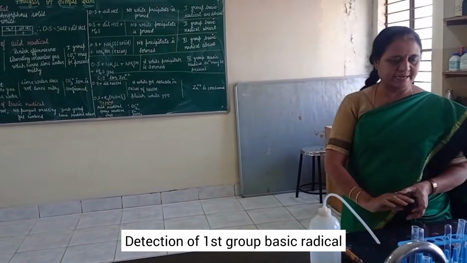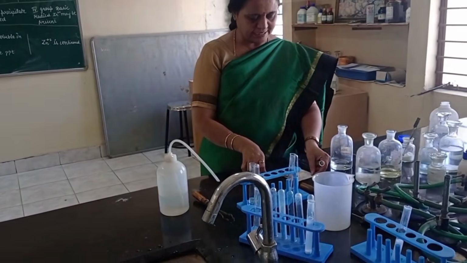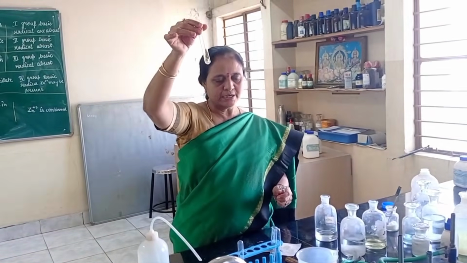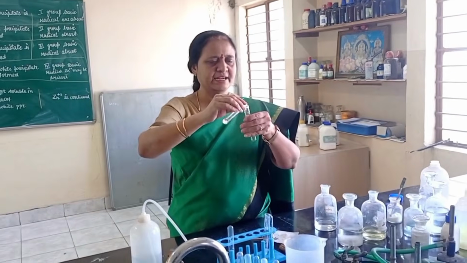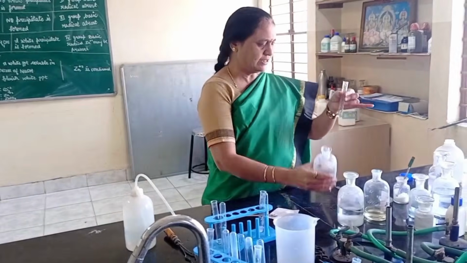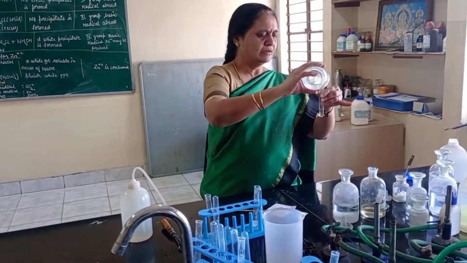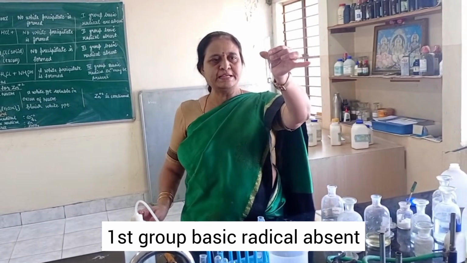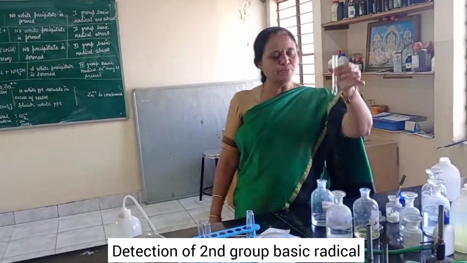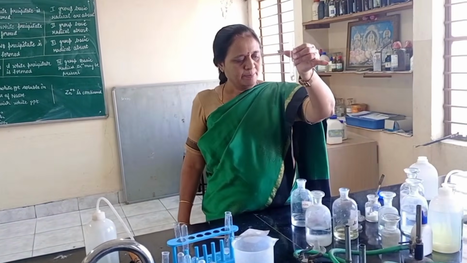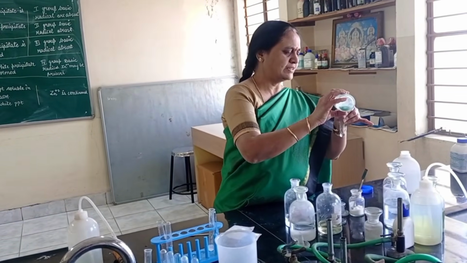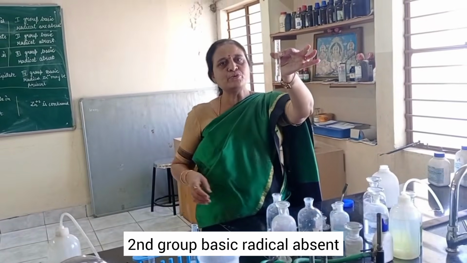Detection of first group basic radical. For first group basic radical, I am taking original solution. See here, this is original solution, salt plus water. I take 2 drops of original solution. Add dilute HCl. No precipitate. First group basic radical absent. Then I move to second group basic radical. For second group basic radical, I take original solution plus dilute HCl plus H2S gas. No precipitate. Second group absent.